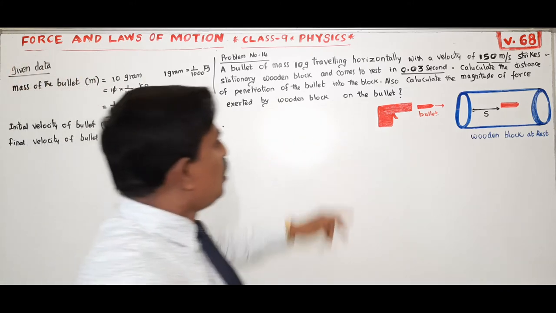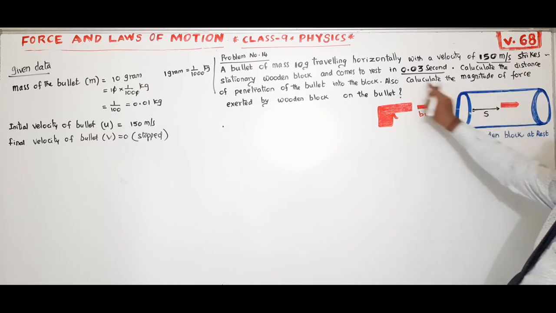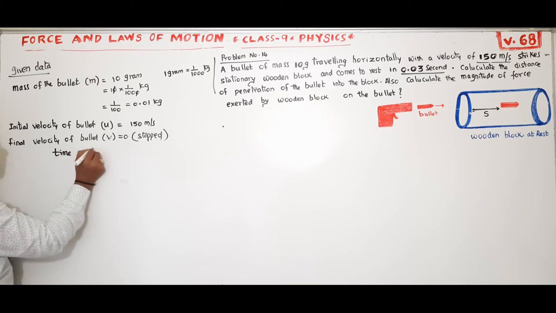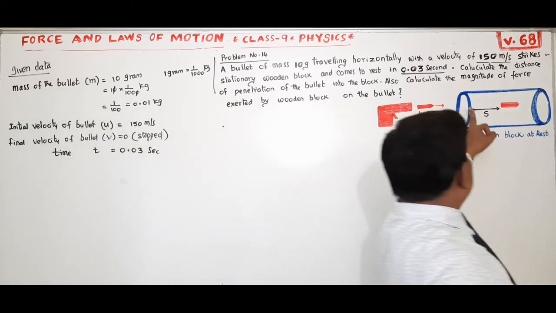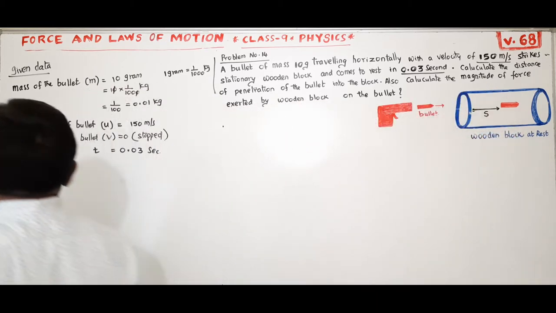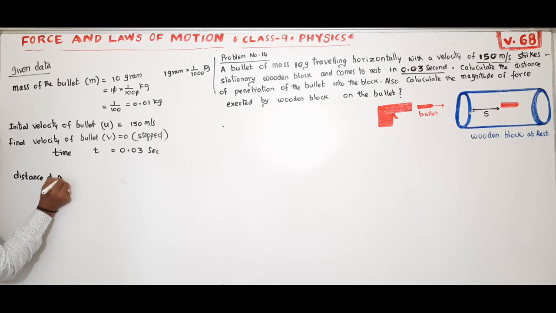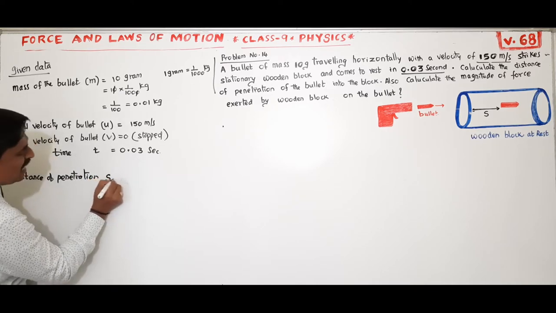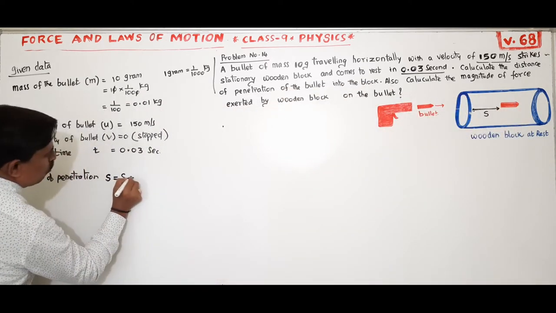Final velocity becomes zero. Now, it has traveled some distance; it has penetrated some distance. To travel this distance, it has taken 0.03 seconds. Time taken, t, is equal to 0.03 seconds. The bullet penetrated into the wooden block and traveled some distance. This distance I am taking as s, the distance of penetration. This we have to find.